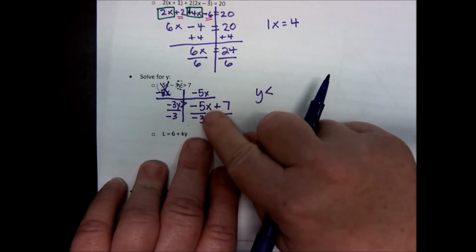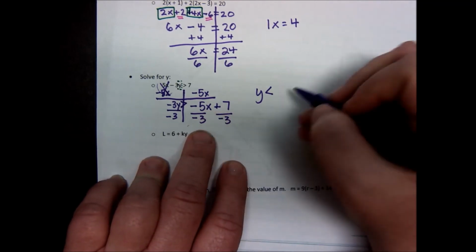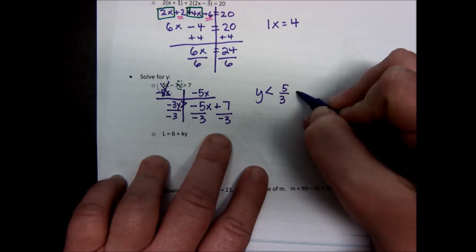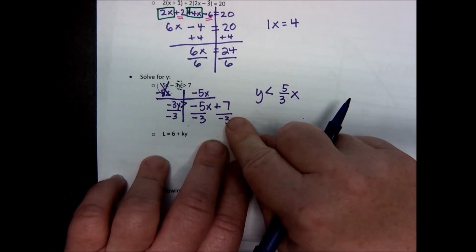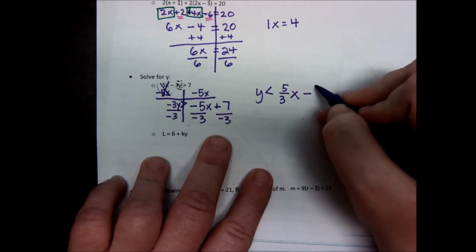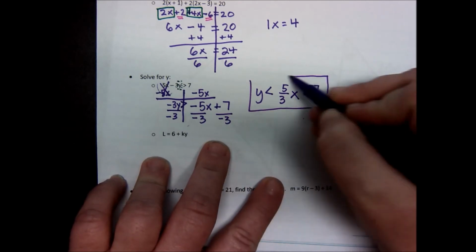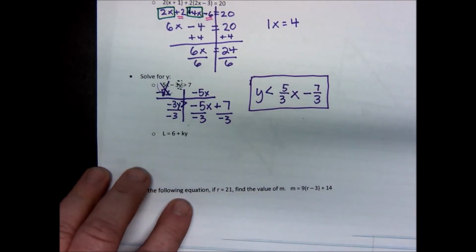Now, negative 5 divided by negative 3, when I typed it in my calculator, it was some sort of decimal. So I'm going to keep it as a fraction, and it would be 5 over 3, and then x. And then 7 divided by negative 3 was also a decimal, so I'm going to leave it as a fraction, negative 7/3. So y is less than 5 over 3x minus 7 over 3.